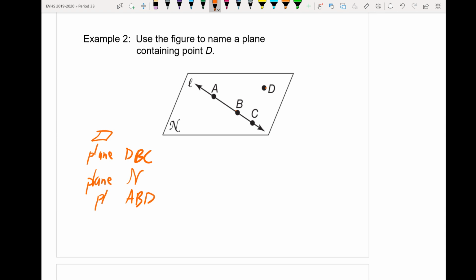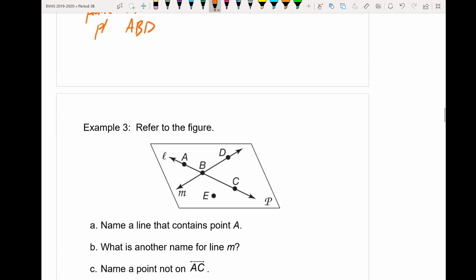One thing that does not work. You want to give me one? Reese: Plane ABC, or any version of those 3 points, does not work because these points are in a line. Any questions on that? Simple enough.